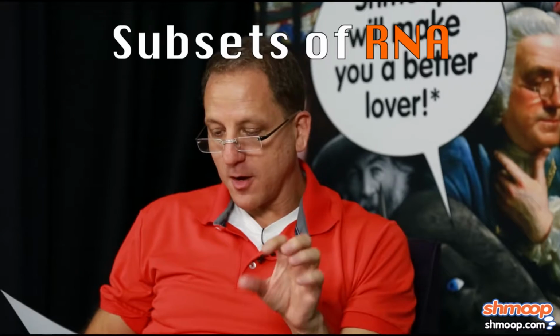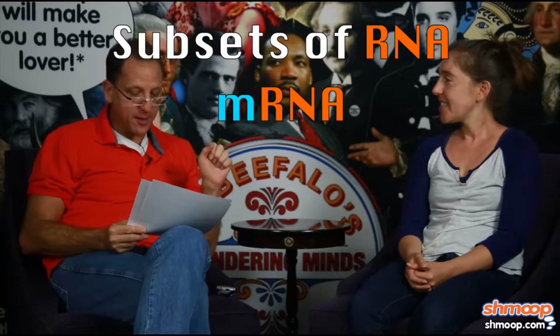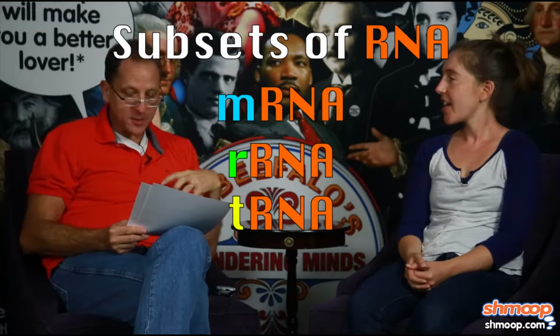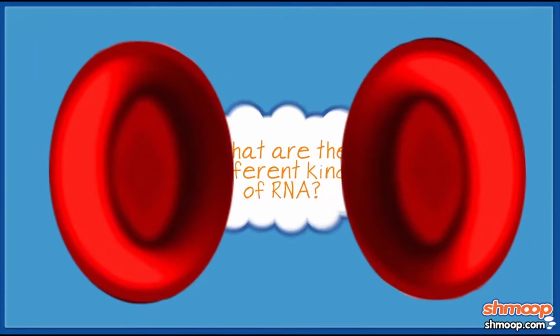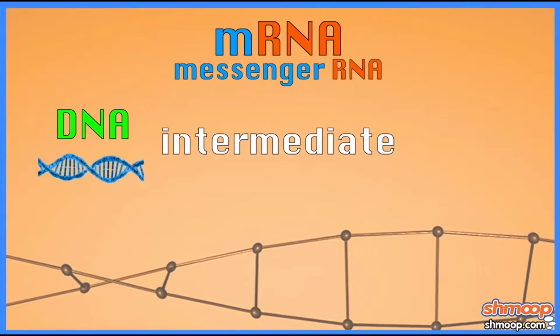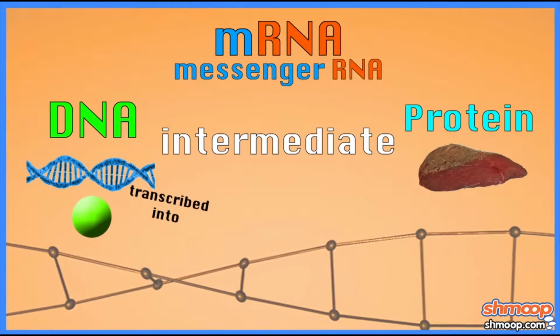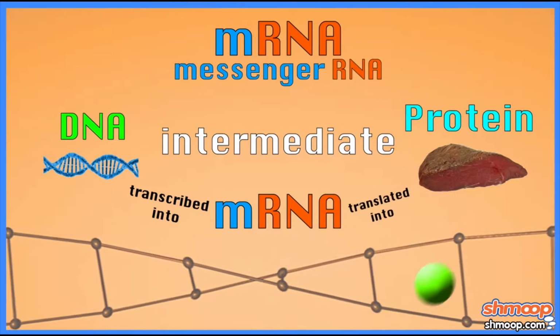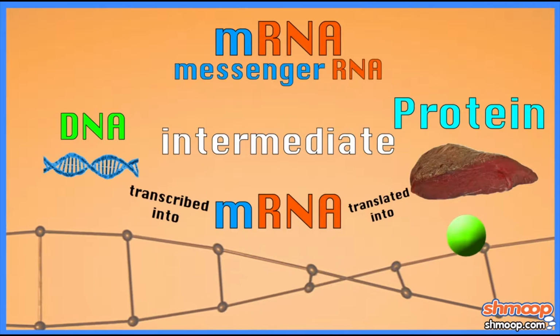Got it. RNA. Okay. Then we have subsets of RNA, mRNA, rRNA, tRNA. Can you explain to us what those elements are and how they function? What are the different kinds of RNA? So the major RNA that we always hear about is mRNA, which is the intermediate between DNA and protein. So DNA gets transcribed into mRNA, which gets translated into protein. So that's kind of like the famous RNA.